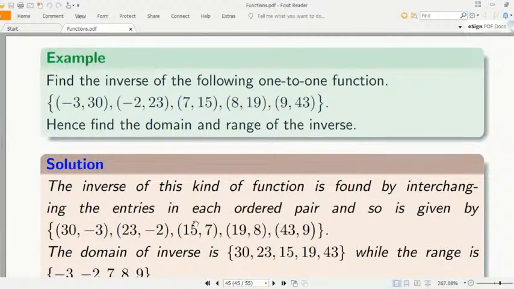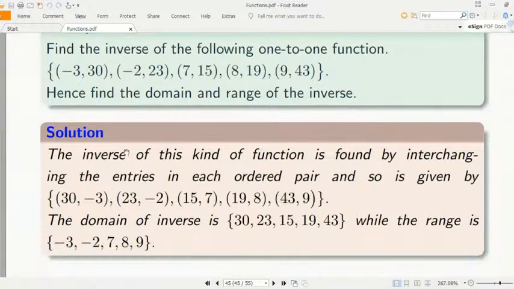What about the domain of the inverse? The domain would be the x values, and the range would be the y values. So the domain is the x values here, and the range are the y values. So you have to look at that. Somebody might ask you to find the inverse, and find the domain of the inverse and the range of the inverse. Let me show you how to do that.